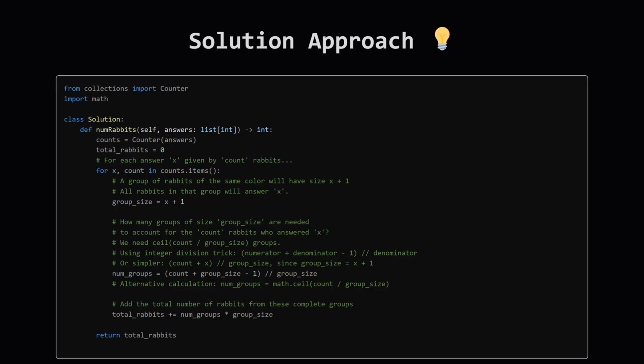This solution leverages a hash map, specifically Python's Counter, to efficiently group rabbits based on their answers. By counting how many rabbits gave the same answer x, we can determine the minimum number of groups of size x plus 1 needed to account for those answers. Summing the sizes of these required groups gives the overall minimum rabbit count. This achieves O(n) time complexity, where n is the number of answers, and O(U) space complexity, where U is the number of unique answers.